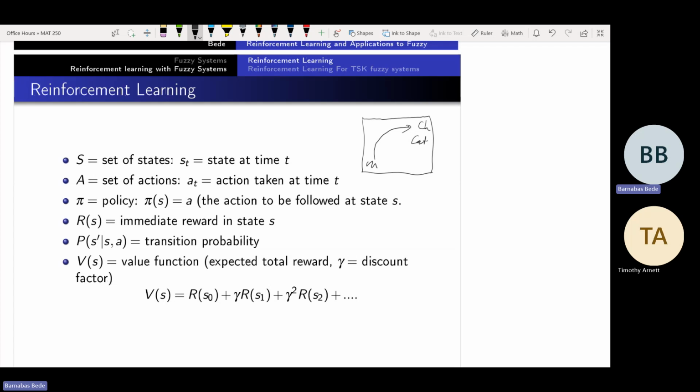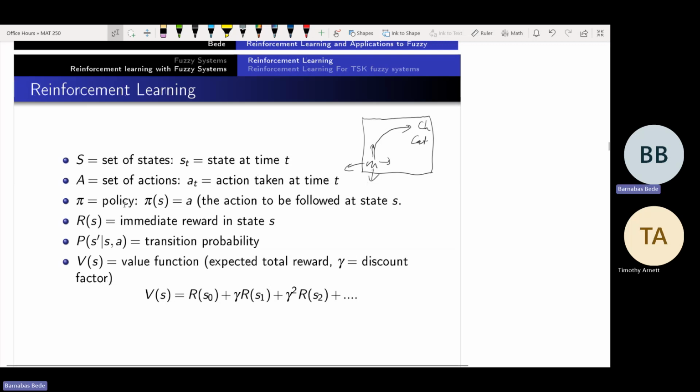S_t is the state at time t. A is a set of actions that I can do. For example, for a mouse, it could go up, down, left, right. Yes, any direction. Of course, here it would hit a wall, but in general, it could go different directions. So those are the set of actions that we take.